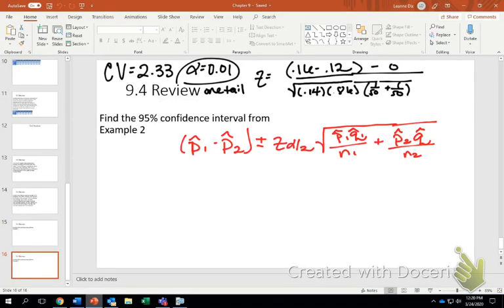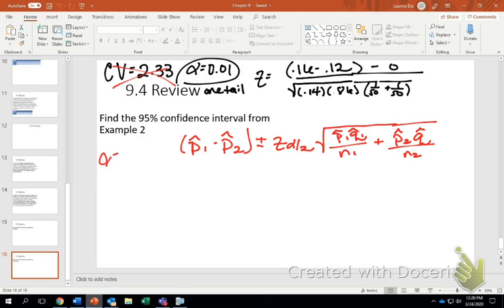All right, so again, they want to find the 95% confidence interval from example 2. And so in our example 2, our alpha was actually 0.01. And so our critical value is not going to work this time. We have to find our new critical value. So this is going to require a little bit of work. I'm going to do it off to the side.